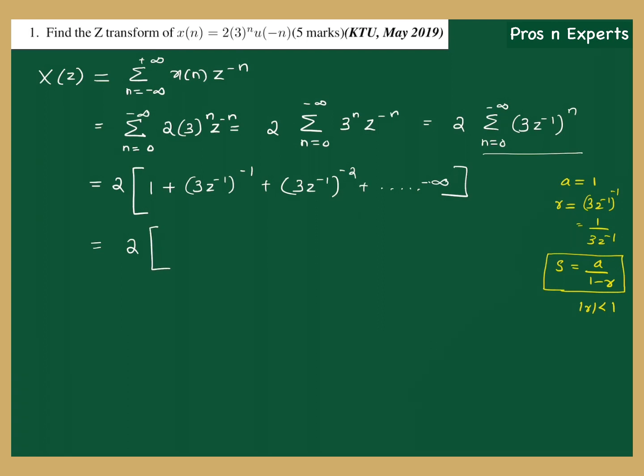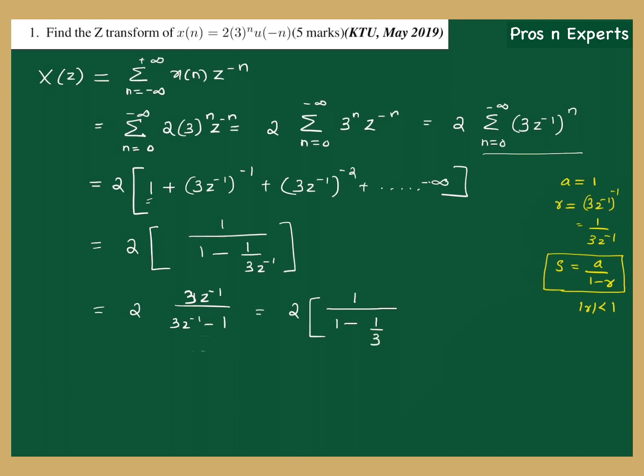So this is a by 1 minus r. a is 1, the first term, divided by 1 minus r, where r is equal to 1 by 3z inverse. That is equal to 2 into, you can always find the LCM. So 1 by 3z inverse minus 1 whole divided by 3z inverse, or I can take that 3z inverse to the numerator. So 3z inverse by 3z inverse minus 1, or that is equal to 2 into, I can divide by 3z inverse whole. So 1 by 1 minus 1 by 3z inverse, right?